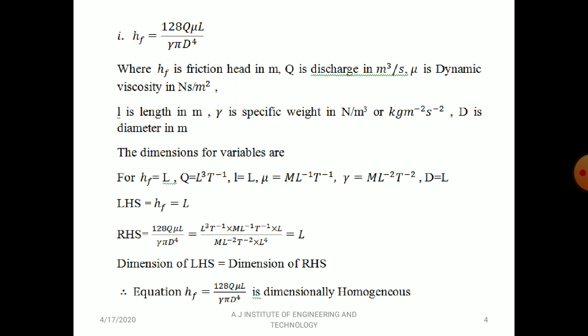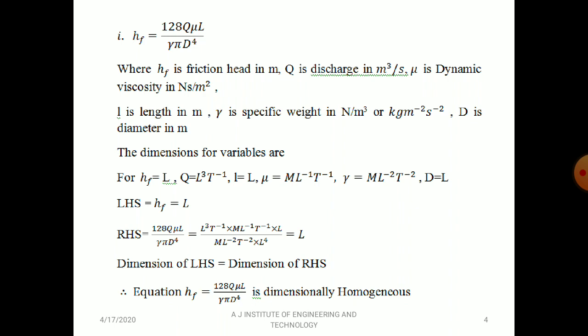Mu is viscosity in Newton second per meter square, and gamma is specific weight in Newton per meter cube, or the other unit is kg meter to the power minus 2 into second to the power minus 2, because the expression for gamma is rho into g, that is density into acceleration due to gravity. Then d is the diameter in meter. So the dimensions for the various variables are, first let's go for HF.